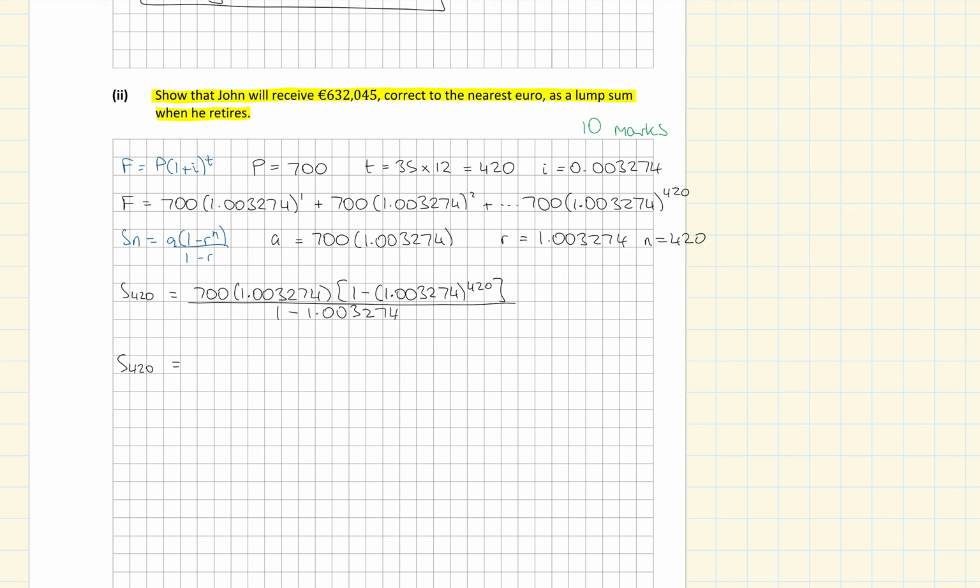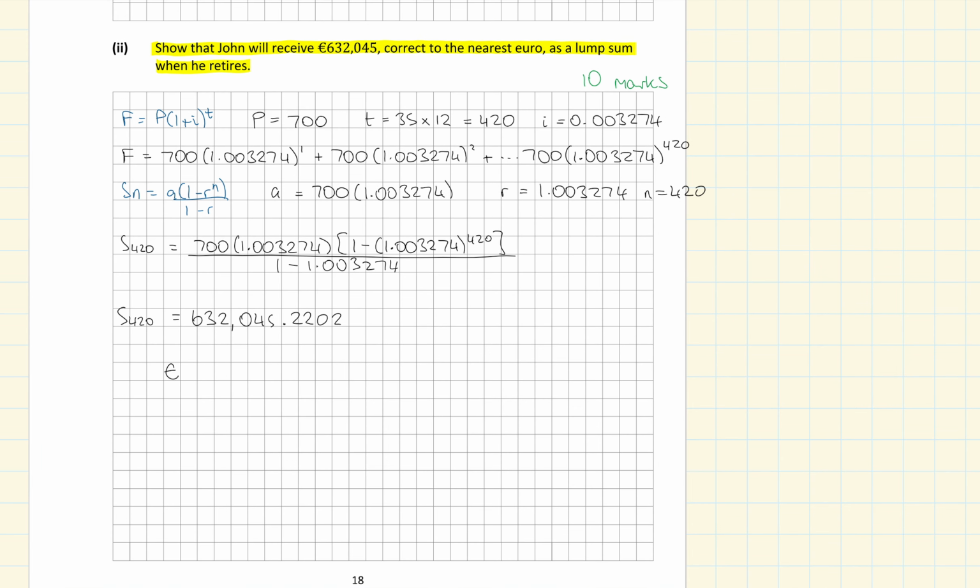So you've done your setup work and shown your working, so all of that can just go straight into the calculator. Make sure you include all your brackets and just be careful with your smaller decimals. Okay, so we get 632,045.2202. And then they'd asked us to round it, so the nearest euro, and we get 632,045.